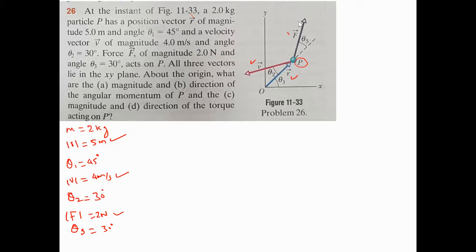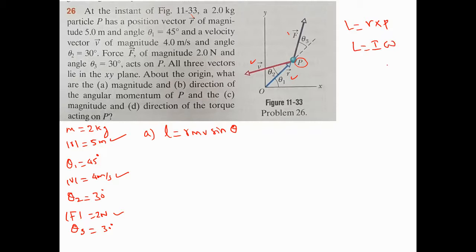What is given here about the origin? What are the magnitude and the direction of the angular momentum? First question, I'm going to find the magnitude of the angular momentum. Angular momentum L is equal to r m v sine theta. We studied this formula. What are the two formulas for angular momentum? r cross p. Another formula is L is equal to I omega.